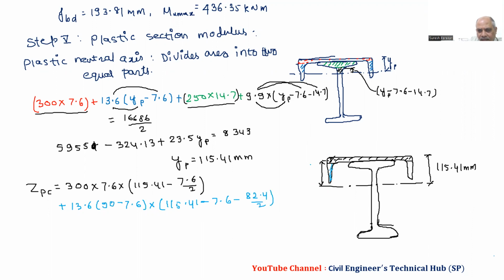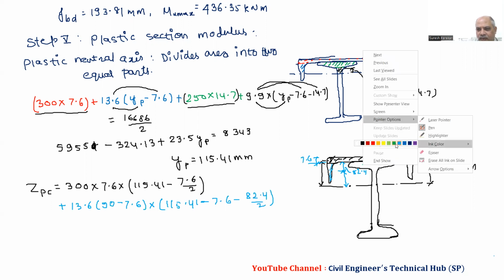See, first we have to subtract this. We have to go from the center of this to this distance. So we have to subtract this half part, which is 82.4, and then this 7.6 we have to subtract, total part.